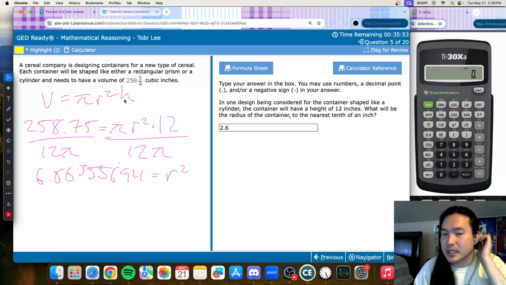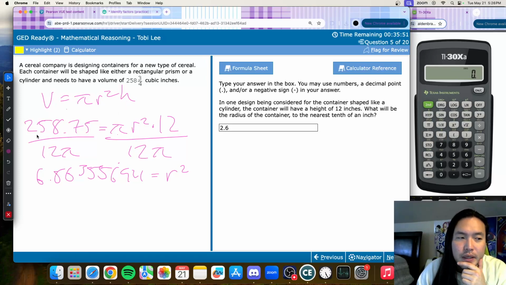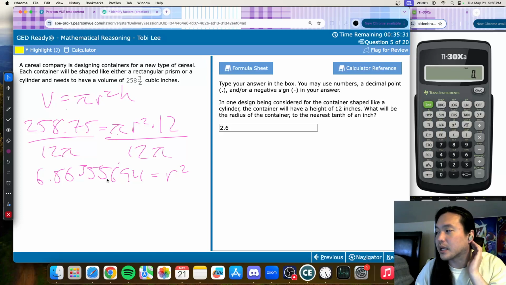We go and start plugging these numbers into the equation. 258.75 equals pi r squared times 12. We're trying to solve for r, right? R is the radius that they're asking for. So I divide both sides by 12 pi. I get that r squared is equal to 6.86355691. Again, I can't do this in my head, so I literally just plugged it into the calculator.